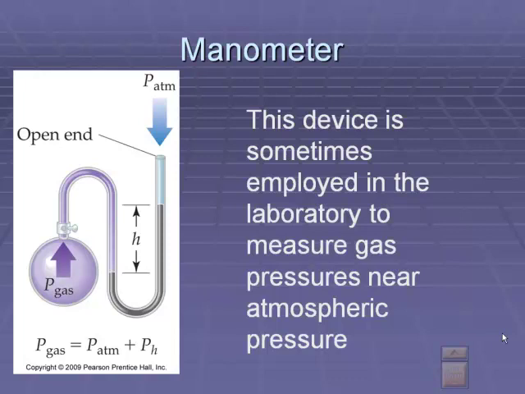So one really important thing to notice here is that there's usually a gas inside of this container, which is exerting a pressure on this column of mercury. They usually use mercury right here. And there's an open end, which is open to the atmosphere right here.